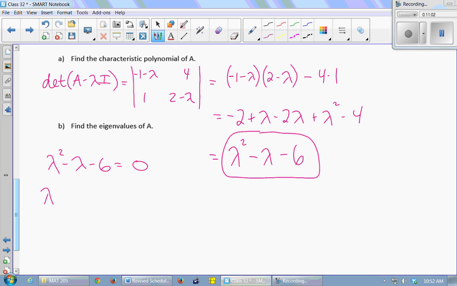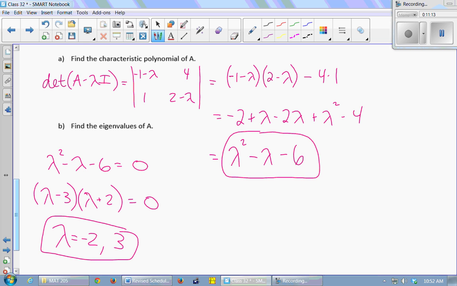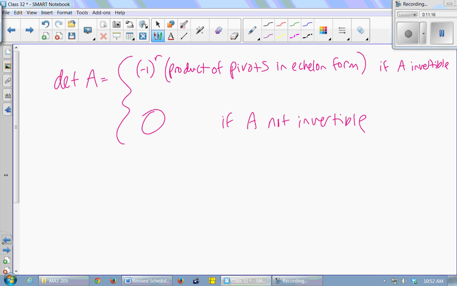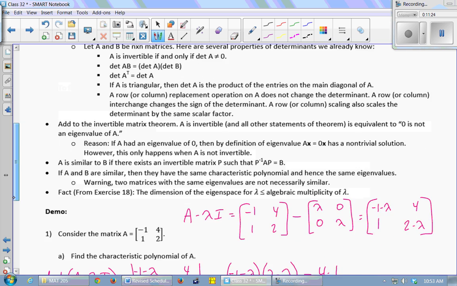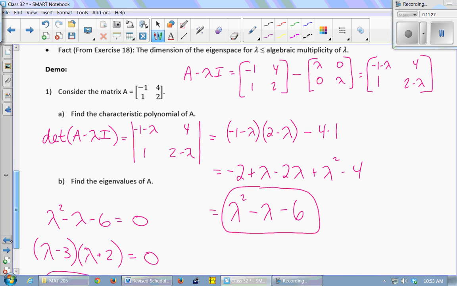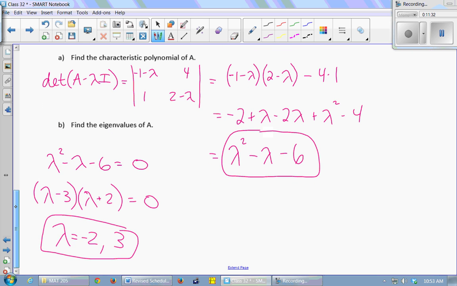This factors to (lambda minus 3) times (lambda plus 2). So lambda is -2 and 3. Two lambda values, -2 and 3. What is the multiplicity of lambda equals -2? Yeah, it's 1. Both of these lambdas have a multiplicity of 1. The way you'd get a multiplicity of 2 is if this factored to x minus 3 times x minus 3. Then 3 would be an eigenvalue with a multiplicity of 2.